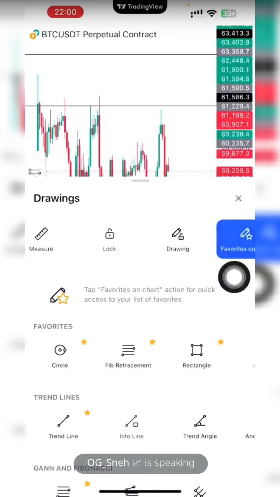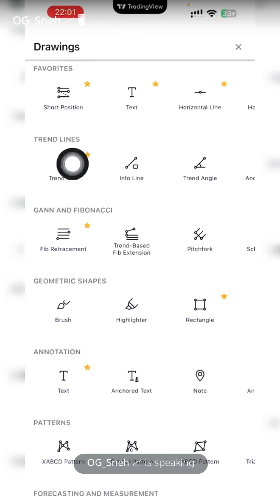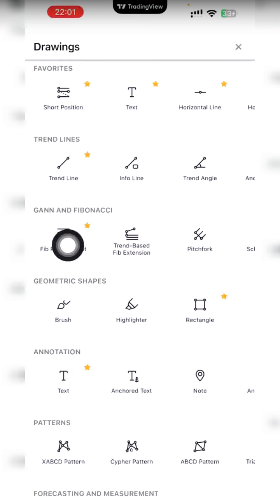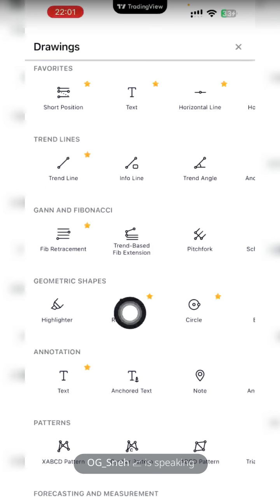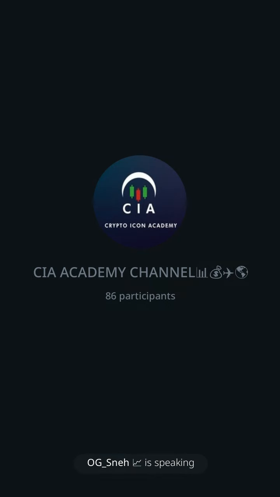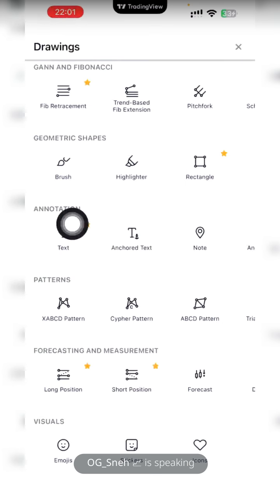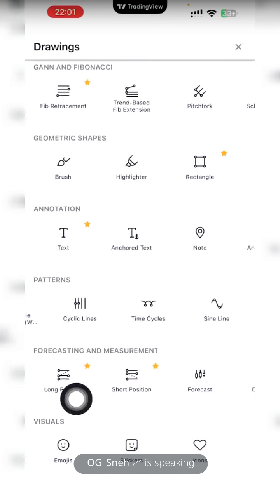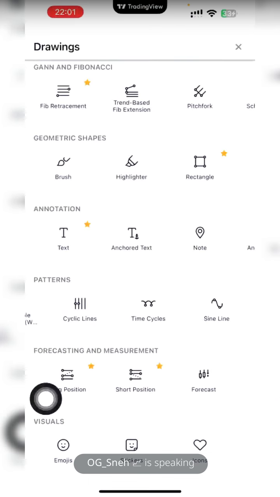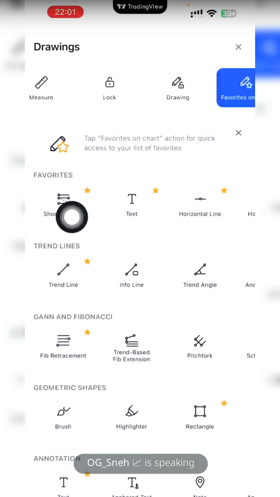Do you understand? So what you basically need in the trend lines is the trend line tool, this particular one. In the Gann and Fibonacci, you need the Fibonacci retracement tool. In the geometric shapes, you need the rectangle tool. In the annotation, you just need text, maybe to label this resistance, this support. For the patterns, there's nothing concerning you. For forecasting and measurement, you need the long position tool and the short position tool. You can add all of them to your favorites. So they are all your favorites now.